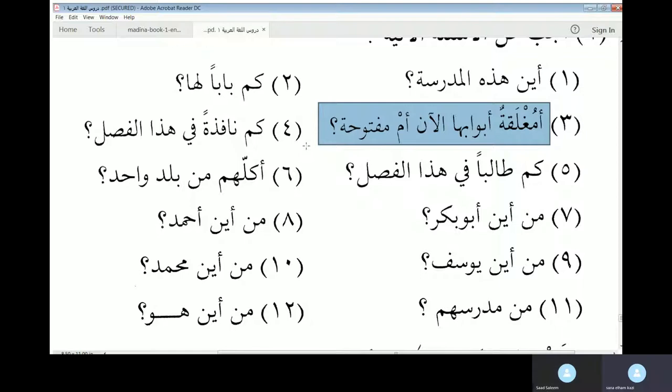Are the doors open now? Are its doors open now? Mughlaqatun means closed, not open. Are its doors closed or open at the moment?